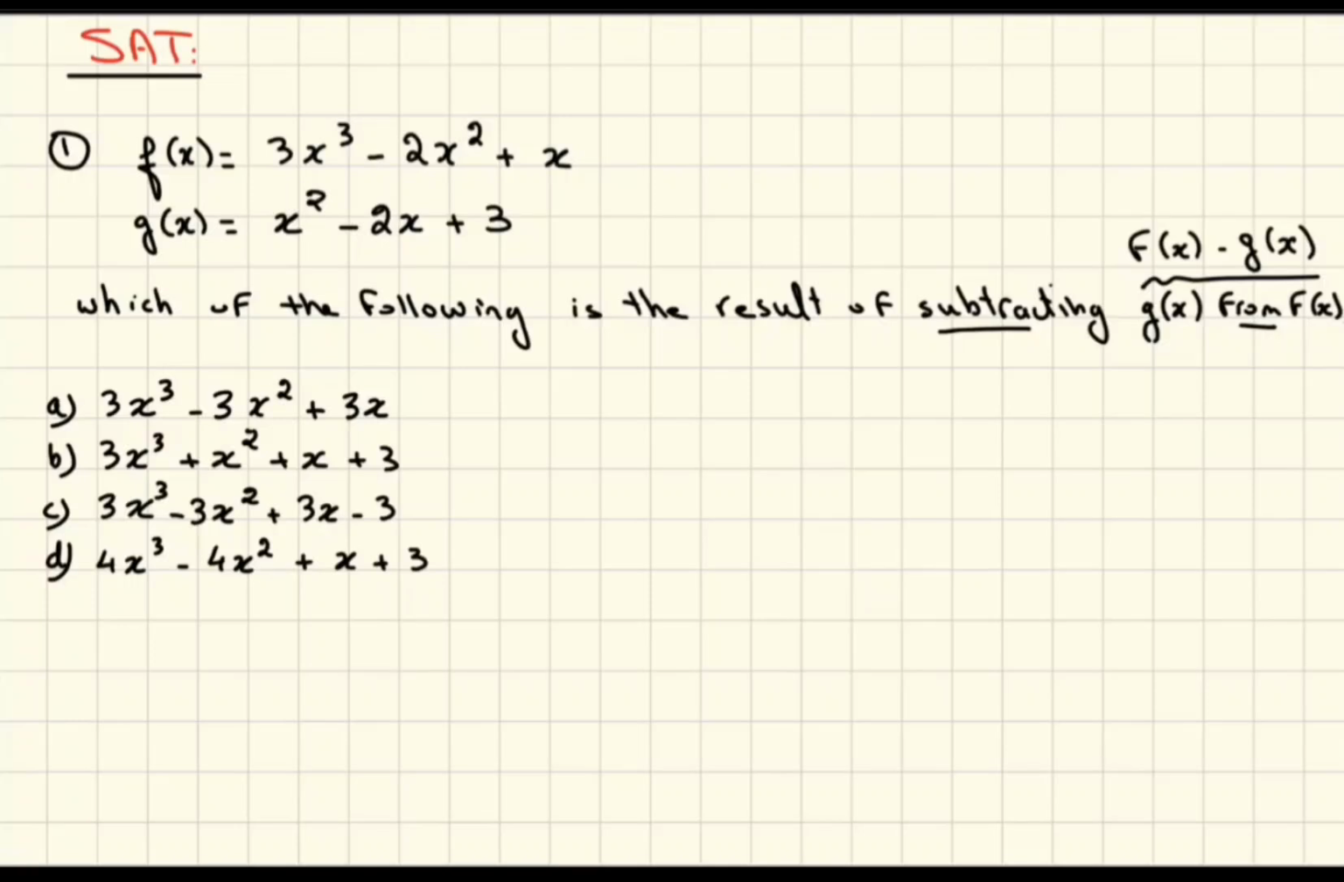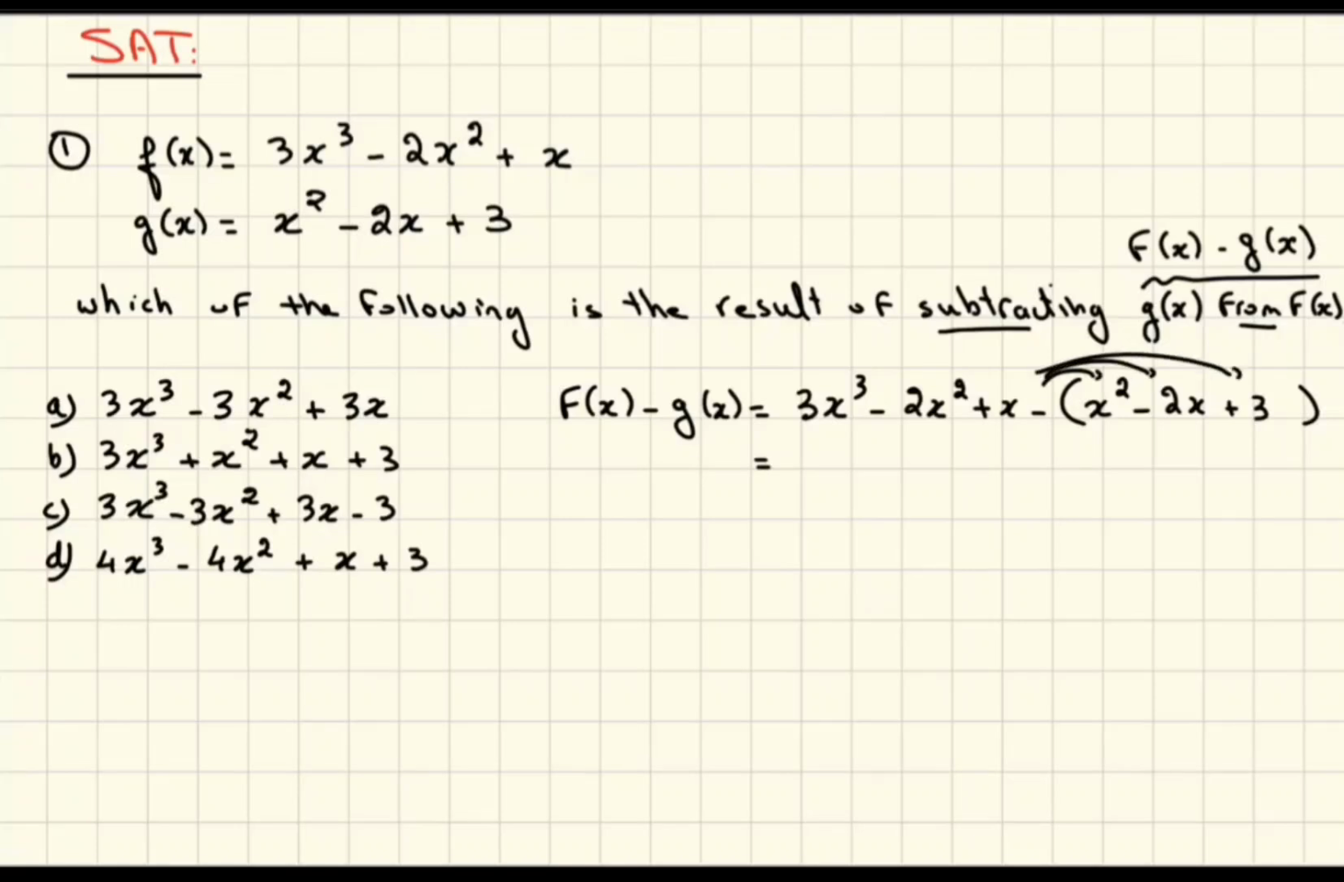Okay, now this can be done in two ways, this way and the vertical way. I'll start with this. Instead of f, we write 3x cubed minus 2x squared plus x minus, now g of x is all of this, so we need to write it in parentheses. My next step will be distributing the minus so we can remove the parentheses.